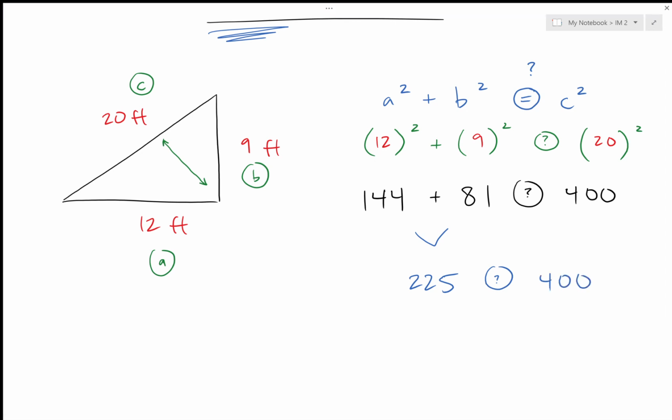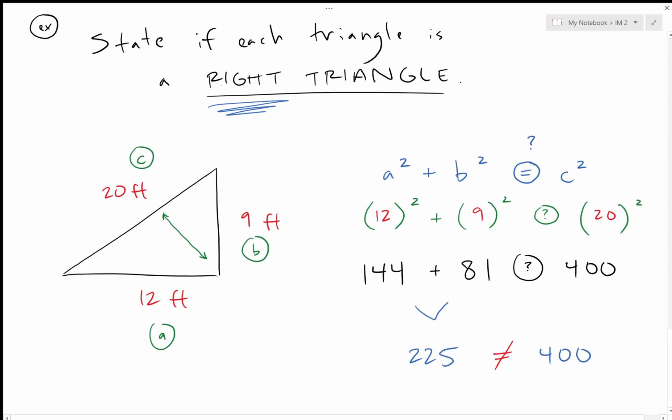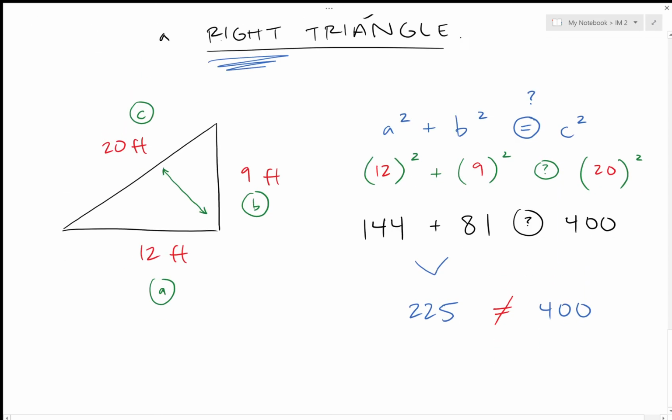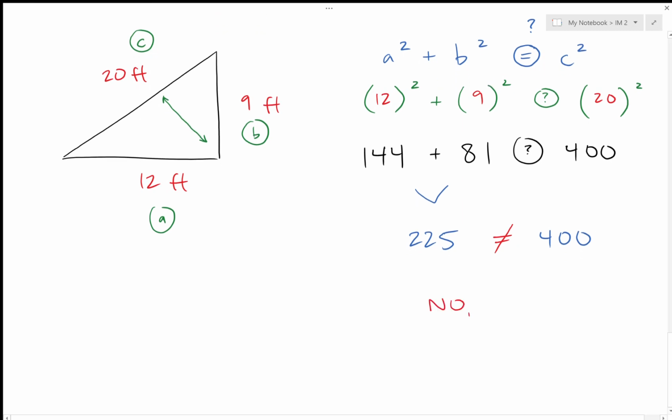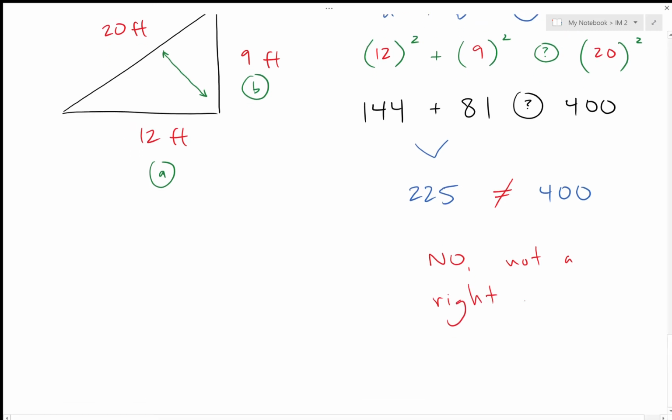No, it is not. So I can actually go ahead and erase that. These are not equal. So again, the question is, is this a right triangle? If I don't get this thing equal, then no. This is not a right triangle. If the math does work out and you get 2 equal numbers, then yes, it is. But in this case, no, it is not a right triangle.